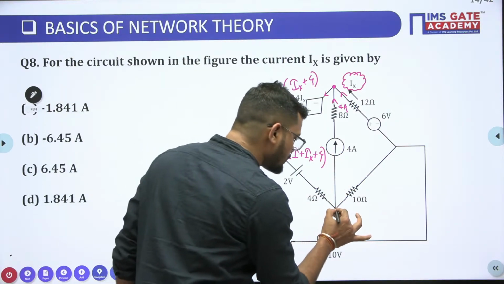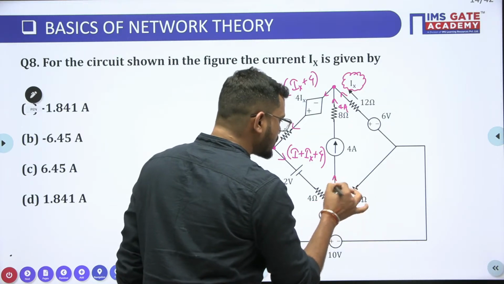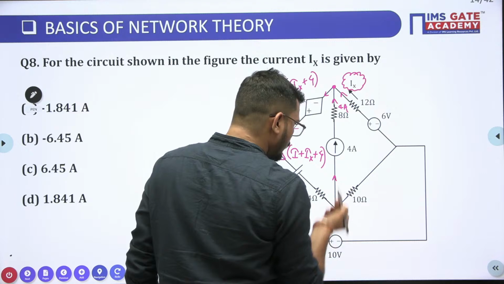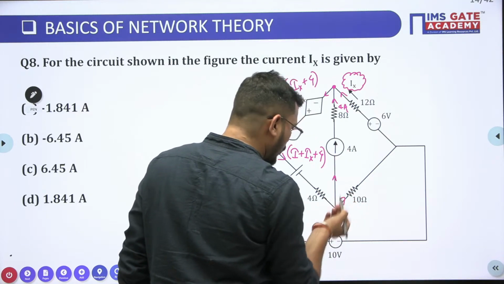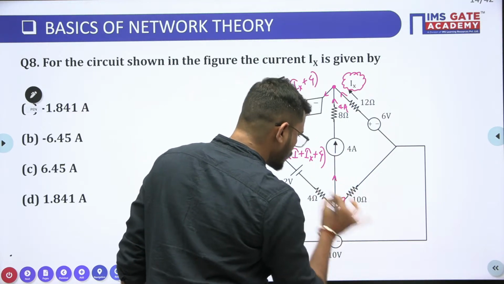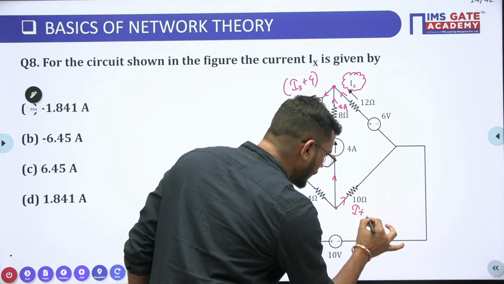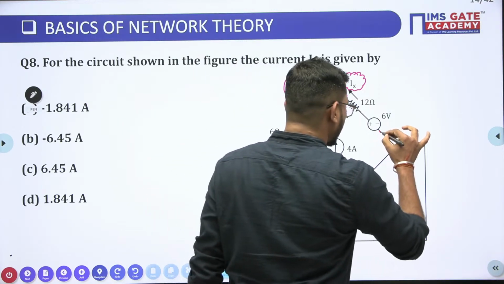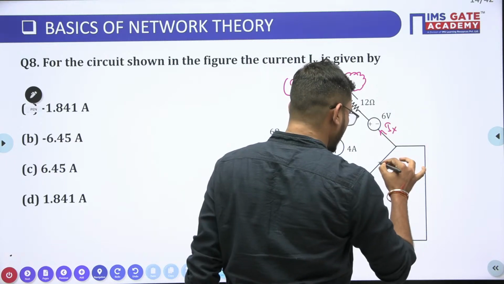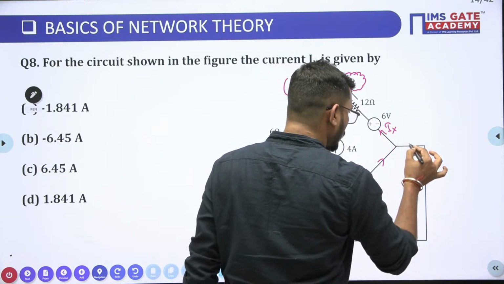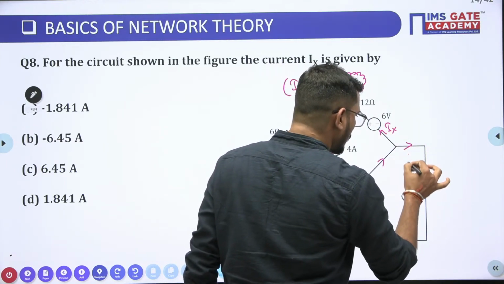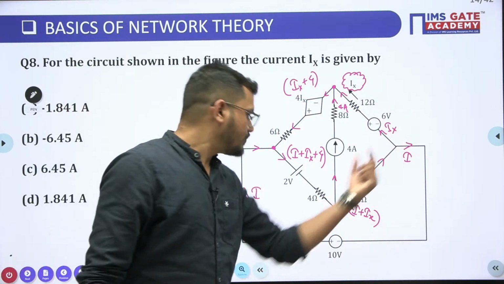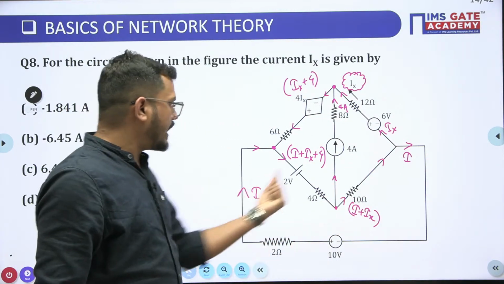Now just come to this point, guys. Again this current is 4 ampere, so this current will be leaving as outgoing current. The remaining current will be I plus Ix. Again this current Ix is in this direction. This is the incoming current, this is the outgoing current, so the remaining current will be I only. You can see the outgoing current and incoming current are the same.